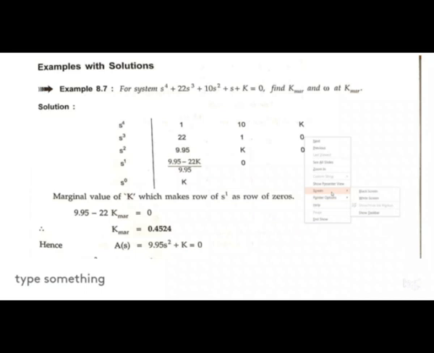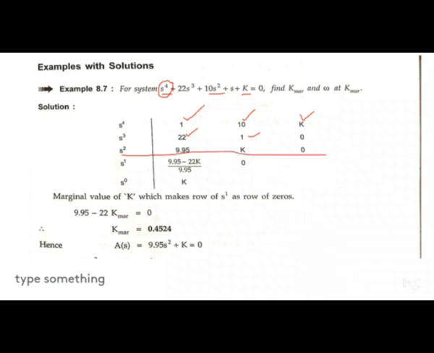One more thing, you already know how to create an array. s to the power of 4 is an even polynomial, so you write the even polynomial coefficients here: for s to the power of 4 you have 1, for s square you have 10 and for s to the power of 0 you have K. Then for s cube the coefficients are 22 and 1, and then 0. Next you need to find s to the power of 2 with the help of RH criteria.